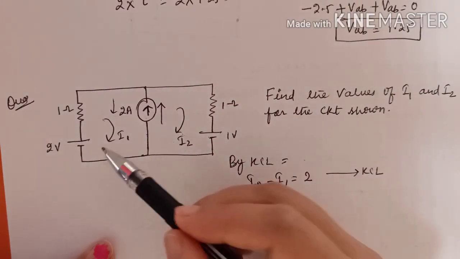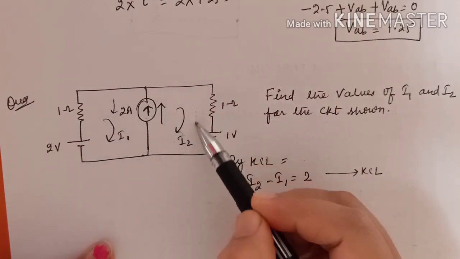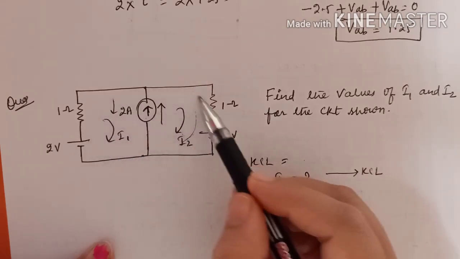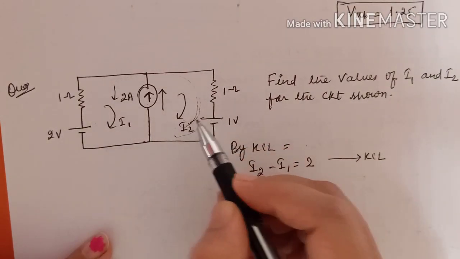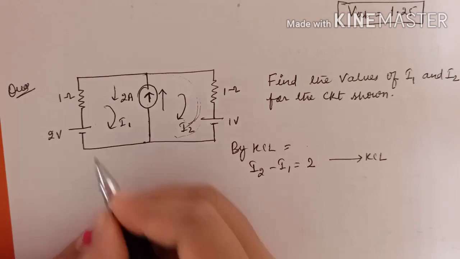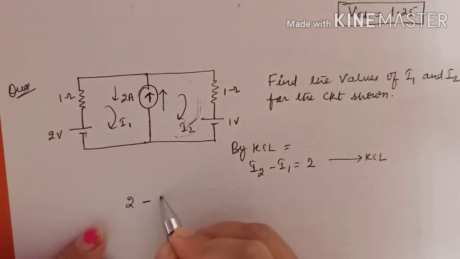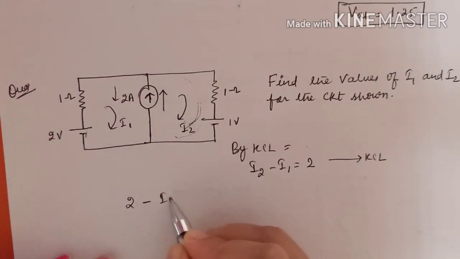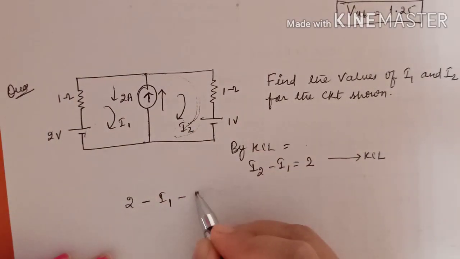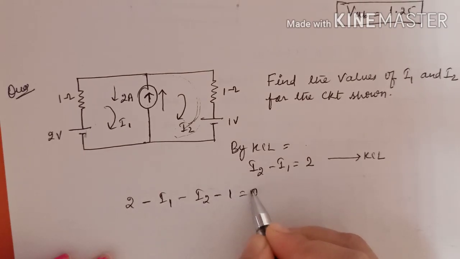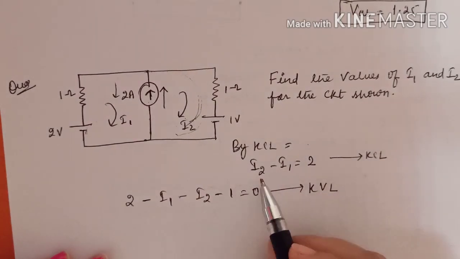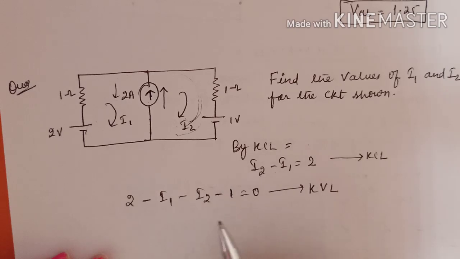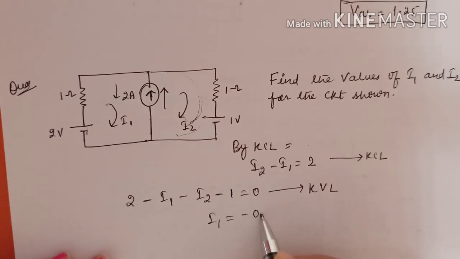Now apply the KVL. So for super mesh technique you have to apply like this. You need to take the loop like this, full loop. Clear? So using super mesh technique, I am applying the KVL in this full loop. So here this will become 2 minus I1, I am going in the direction of the current, then minus I2, then minus 1 equal to 0. This is by KVL. Clear? So now solve these two equations, two unknowns I1 and I2. By solving you will get I1 equal to minus 0.5 and I2 as 1.5.